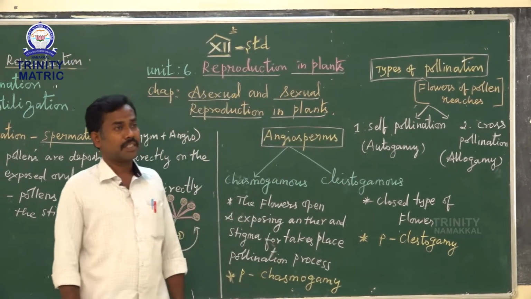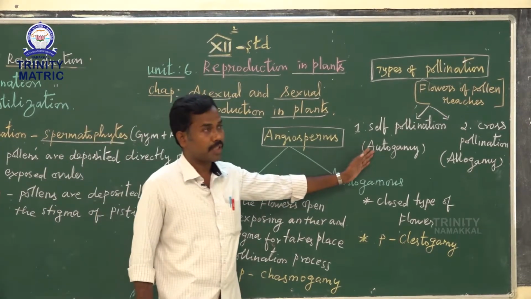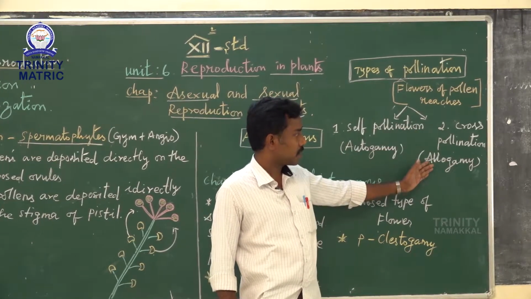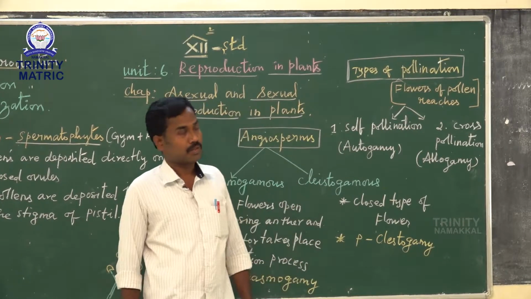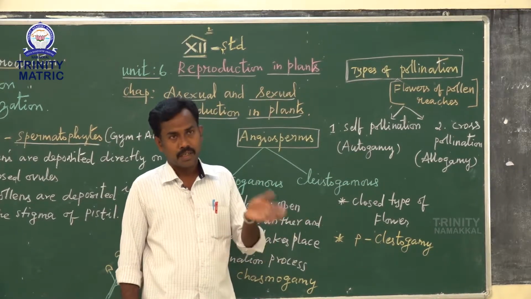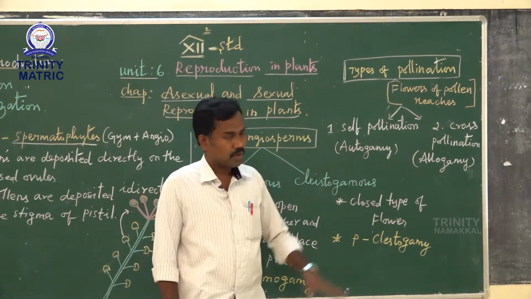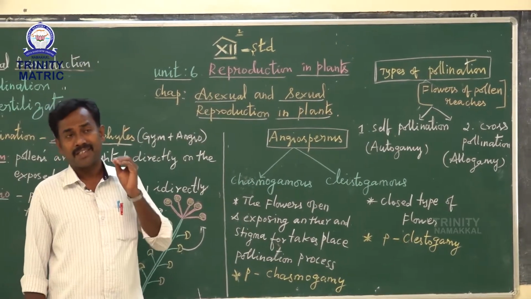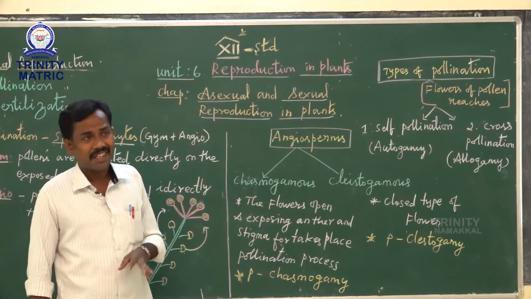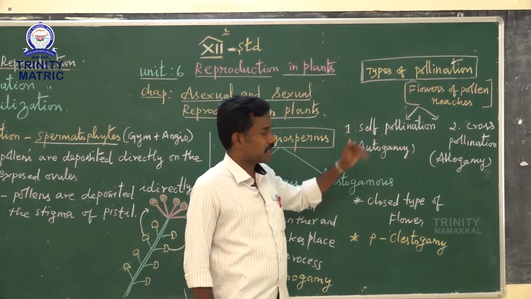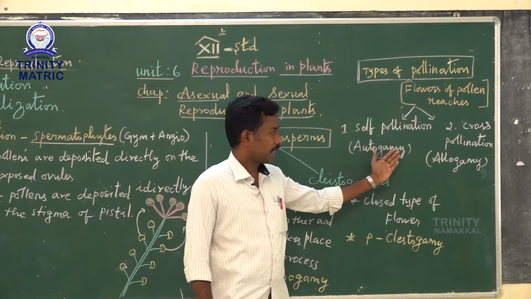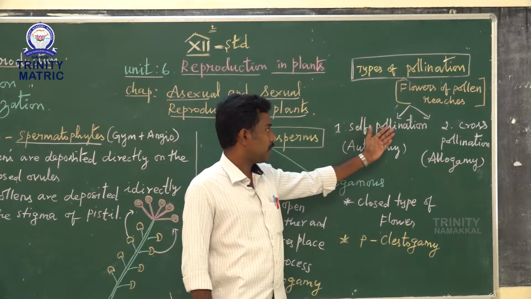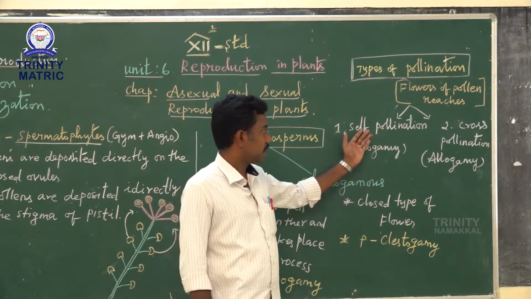Self pollination is also called autogamy. The second one, cross pollination, is also called allogamy. Both are Greek words, autogamy and allogamy. Not only for these two, the majority of technical words are obtained from either Greek or Latin. Auto means self. Gamy means marriage. So the pollination takes place within itself. That is called self pollination.